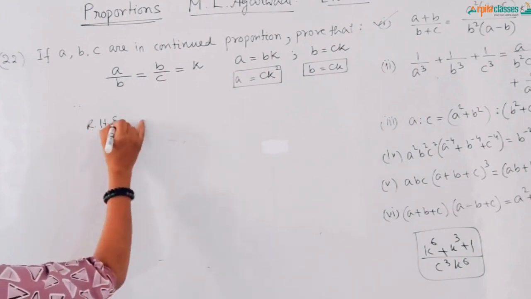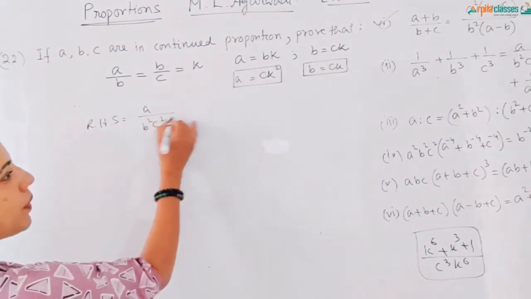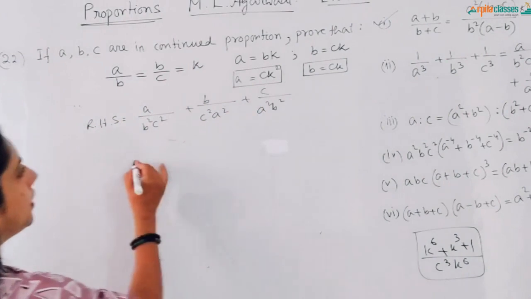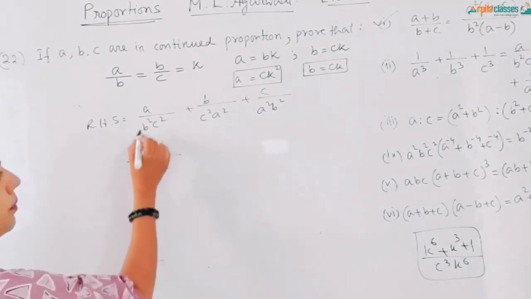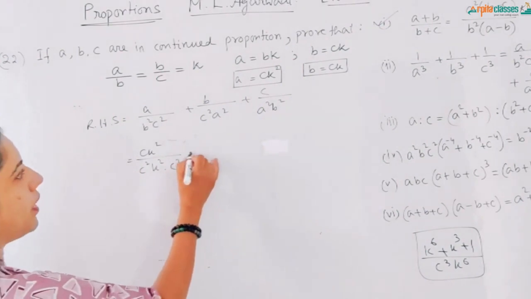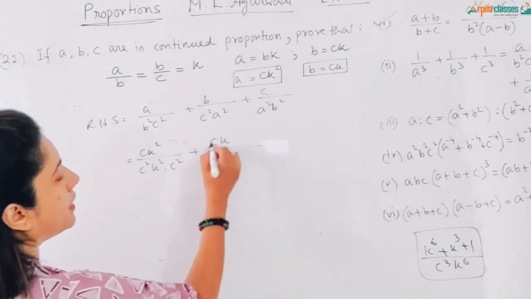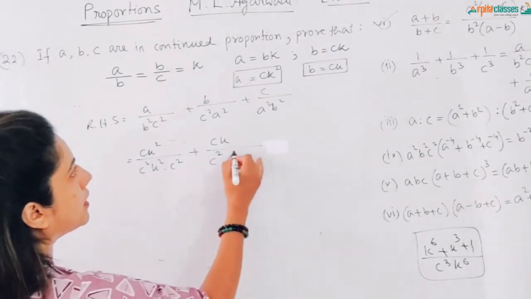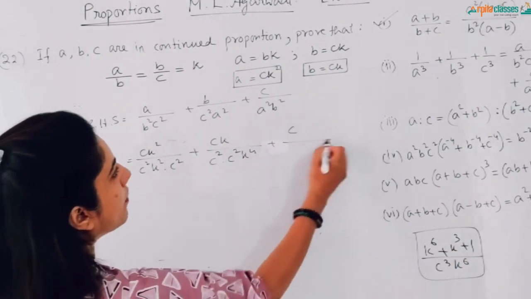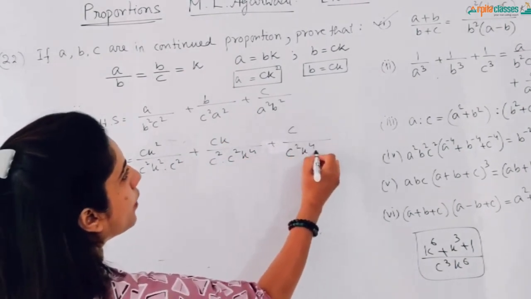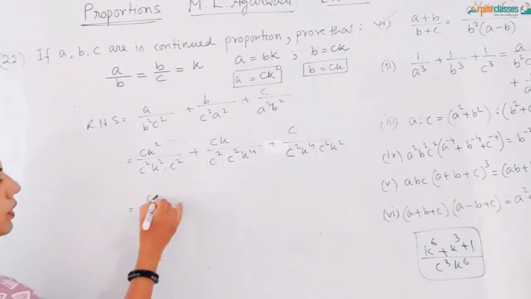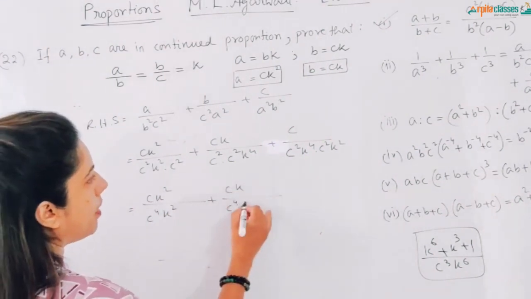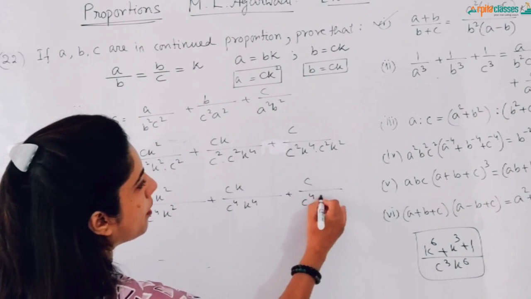Take the right hand side: A upon B square C square plus B upon C square A square plus C upon A square B square. So A is ck square upon B square is c square k square into c square, plus B is ck divided by c square whole into c square k to the power 4, plus c divided by c square k to the power 4 into c square k square. So it is ck square c to the power 4 k square plus ck c to the power 4 k to the power 4 plus c to the power 4 k to the power 6.